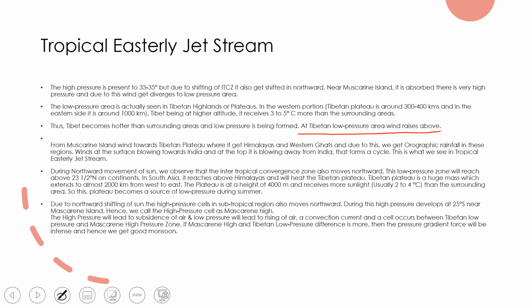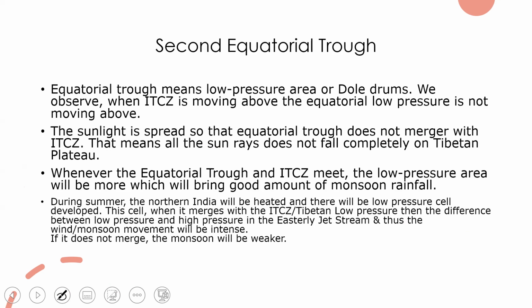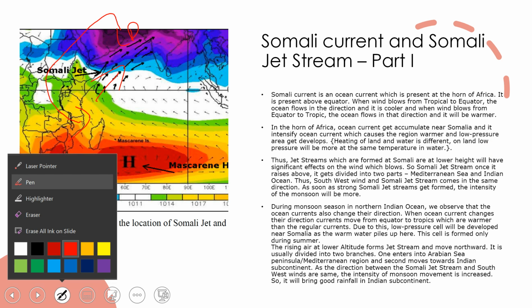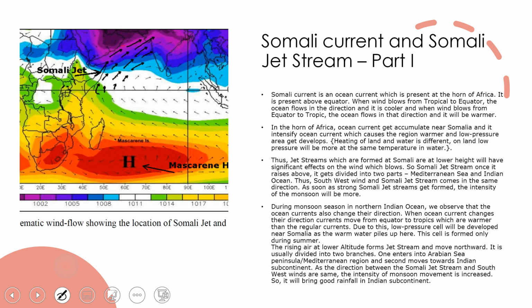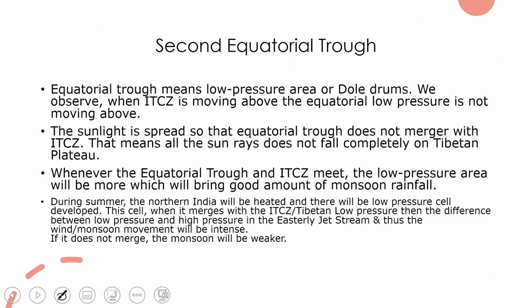So from Mascarene Island, winds blow towards the Tibetan plateau, where they get the Himalayas and Western Ghats, and due to this we get orographic rainfall in these regions. So what happens, this wind will go and hit the Western Ghat. Now due to this we will see orographic rainfall.